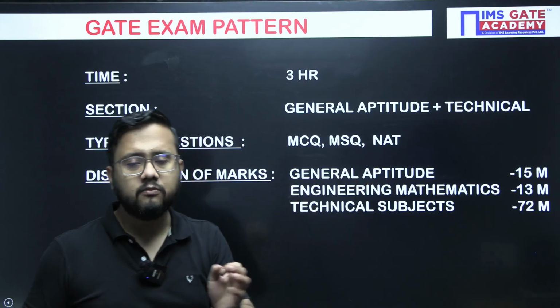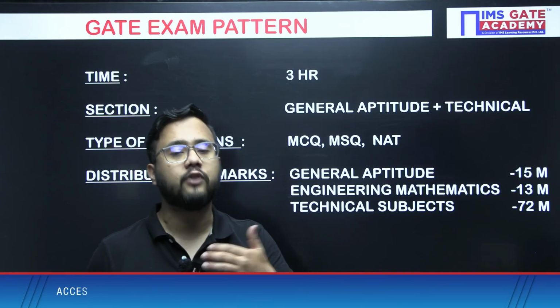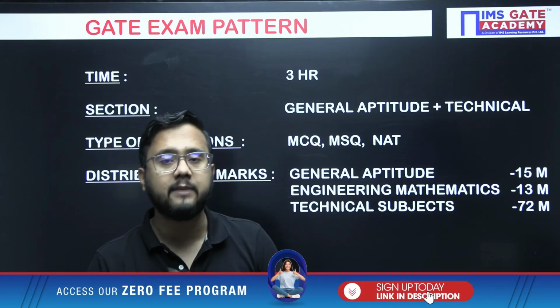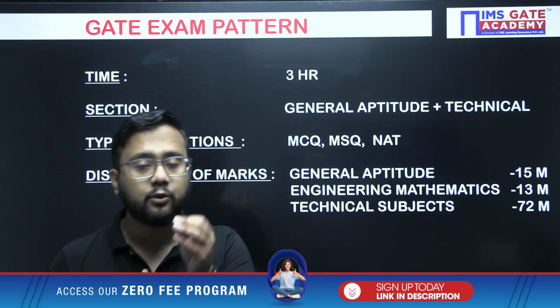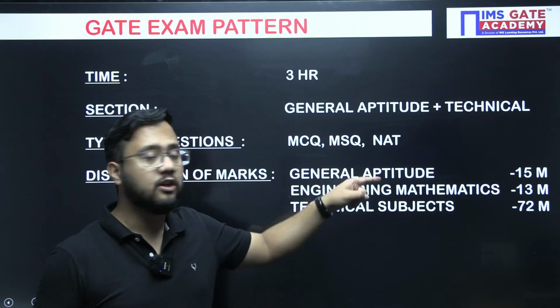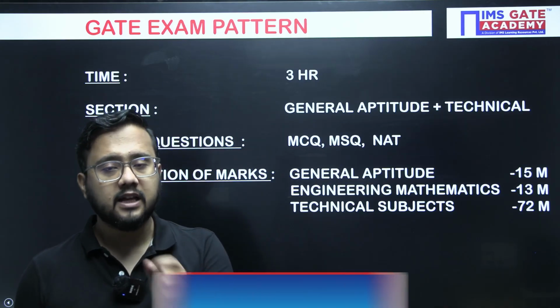MCQ, multiple choice question, everyone knows. What is MSQ? Where more than one option may be correct. Maybe 1, 2, 3 and all 4 may be correct. So accordingly, we have to read the question. We need to see all of the options. And NAT, numerical answer type, where we need to put the answer in numbers.